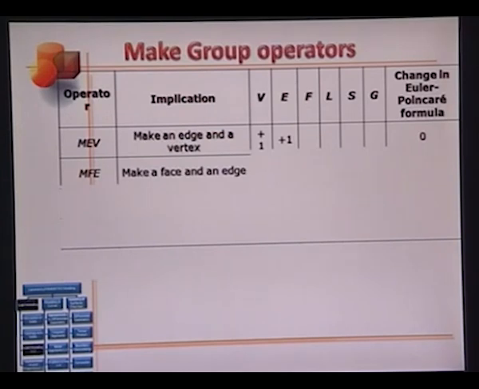This operator introduces a face and an edge. The number of edges gets incremented by 1, the number of faces also gets incremented by 1, and since loops are associated with faces, the number of loops gets incremented. There is no increase in the shell value, nor is there an increase in the genus value. Once again, there is no change in the Euler-Poincare formula.